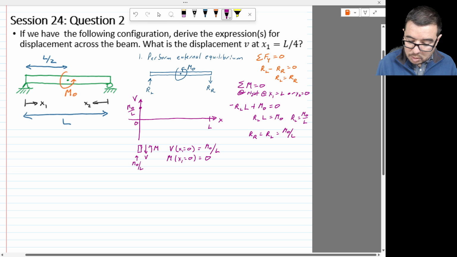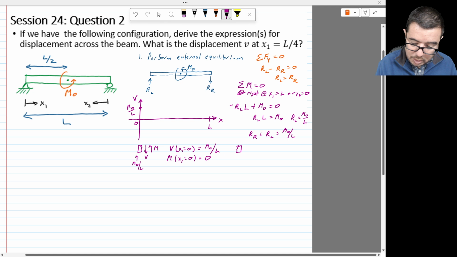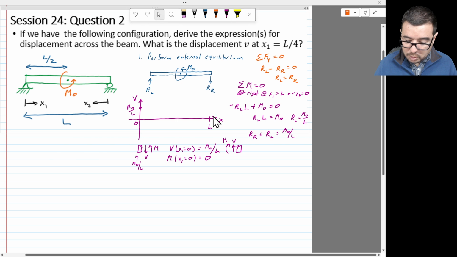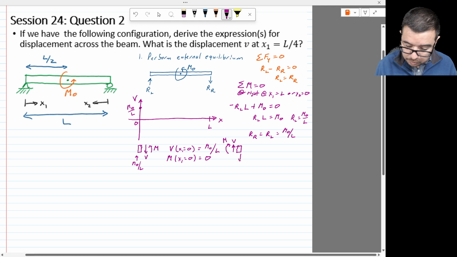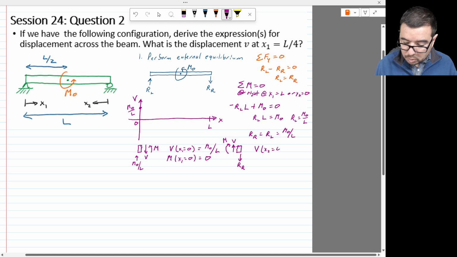For the right side, if we're looking at this diagram, then the convention says that the shear has to go up, and this is the convention in Hibbeler's book. The bending moment should go like that, and we have the RR going down like that, which is equal to M naught over L. So once again, we see that V of x2 equals 0 is just going to be equal to RR, which is equal to M naught over L again.